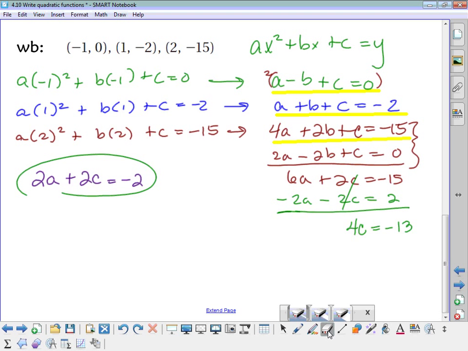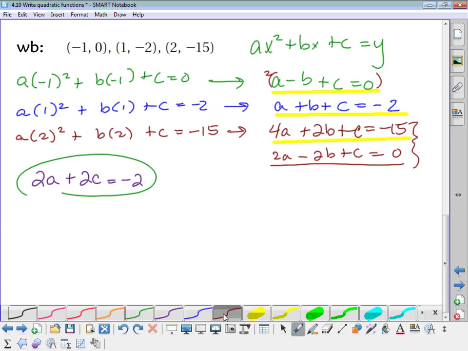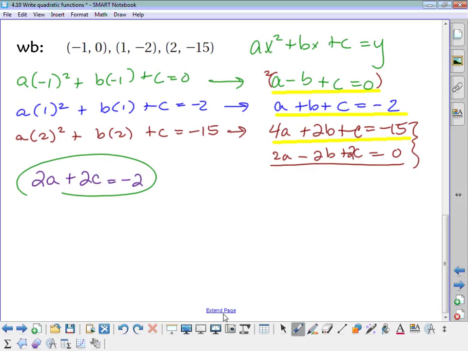Okay, I just realized I made a mistake here. So when I multiply by 2, I forgot to multiply the c by 2 as well. So that's where I went wrong. Okay, so let me combine those again and get a new set of equations. 4a and 2a, I get 6a. The b's cancel out, and I get 3c is equal to negative 15.